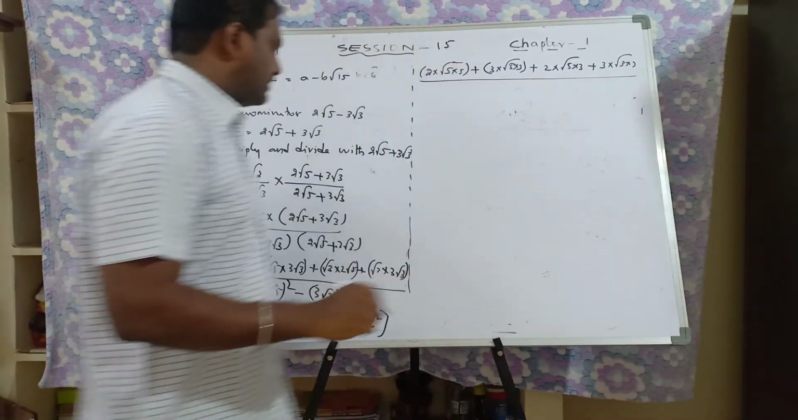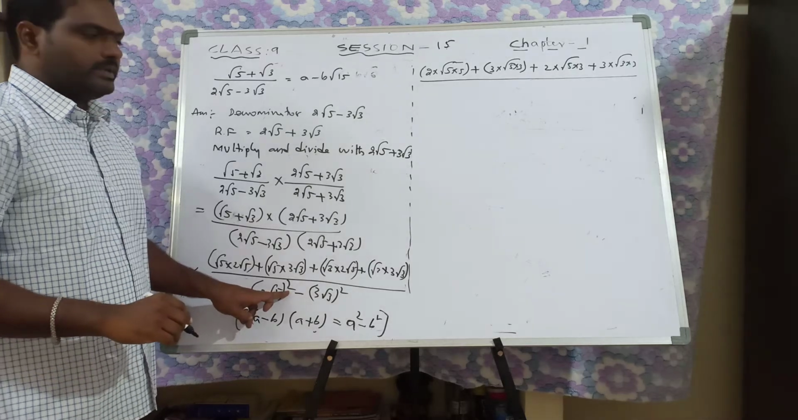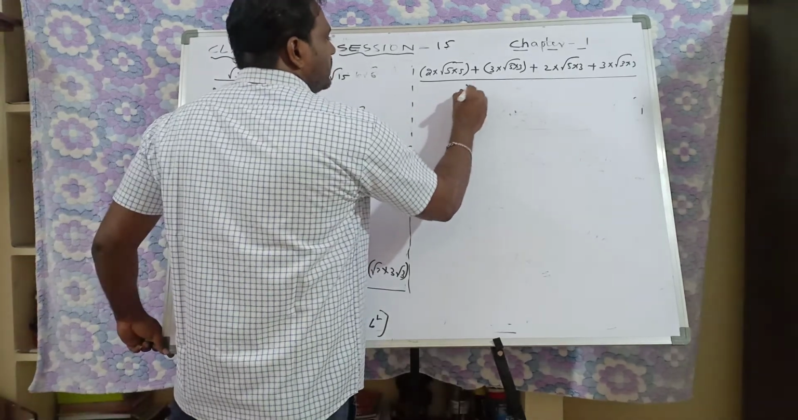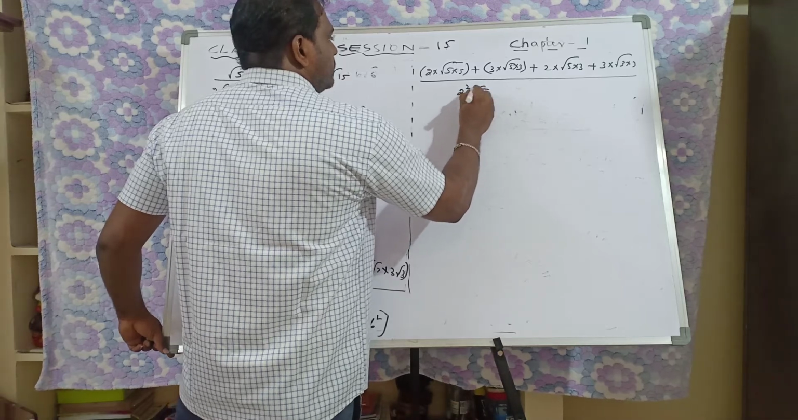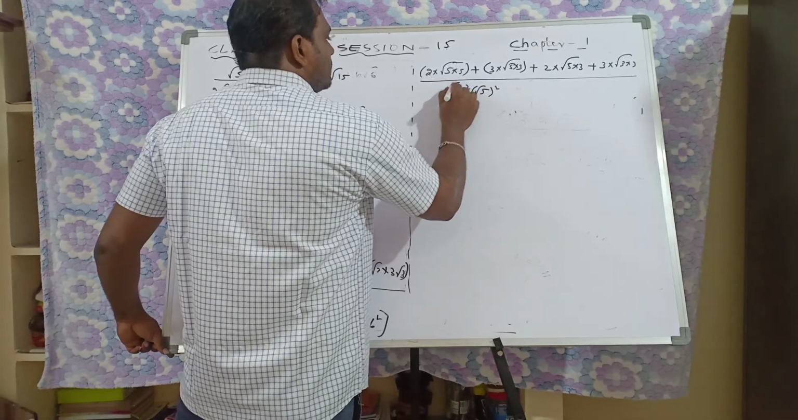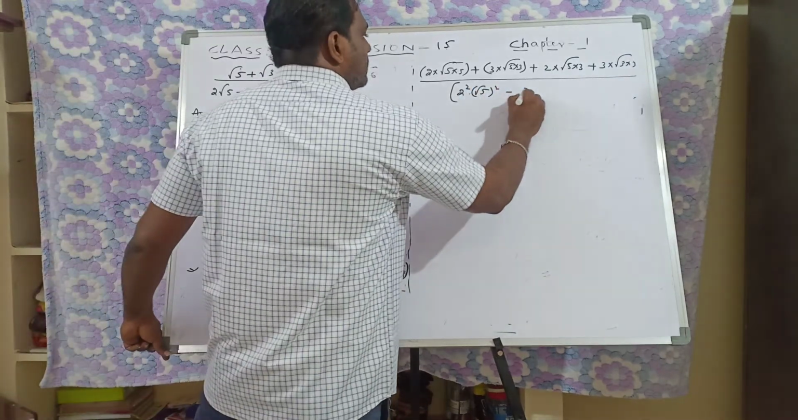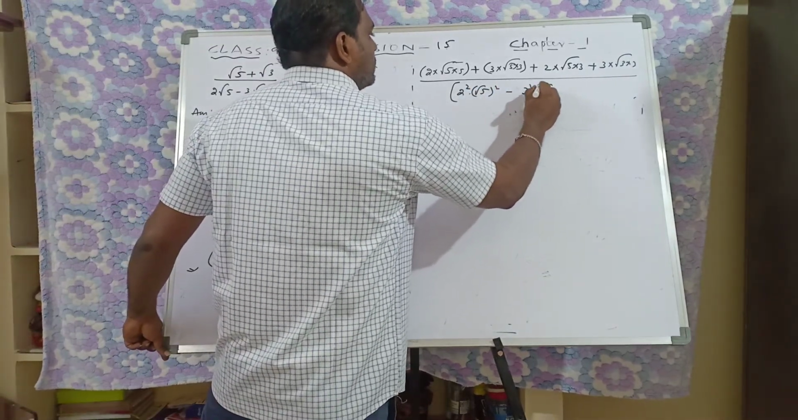By, look at this, this square must be distributed to both. That means we will get 2 square into root 5 square, minus this one, 3 square into root 3 whole square.